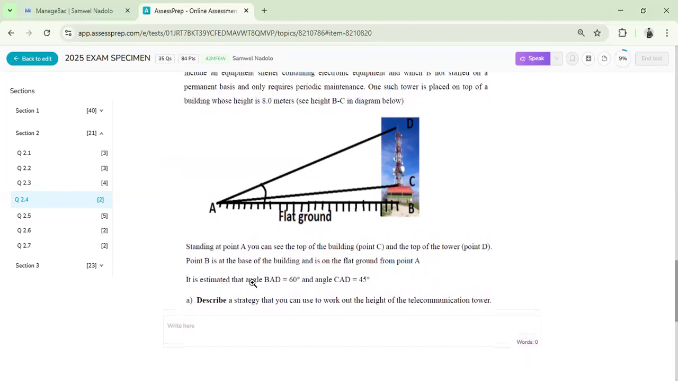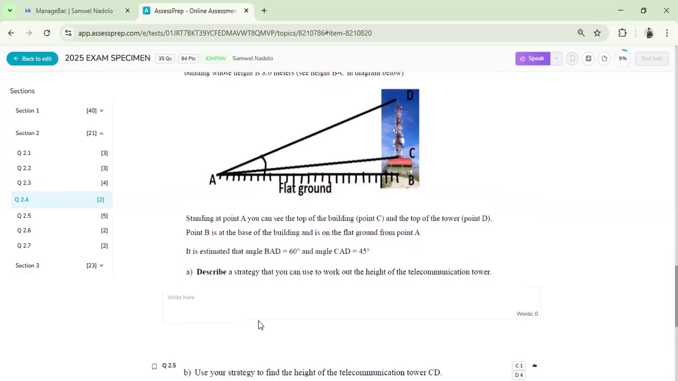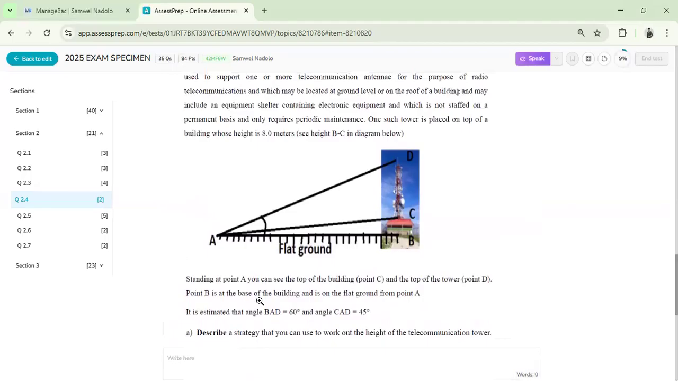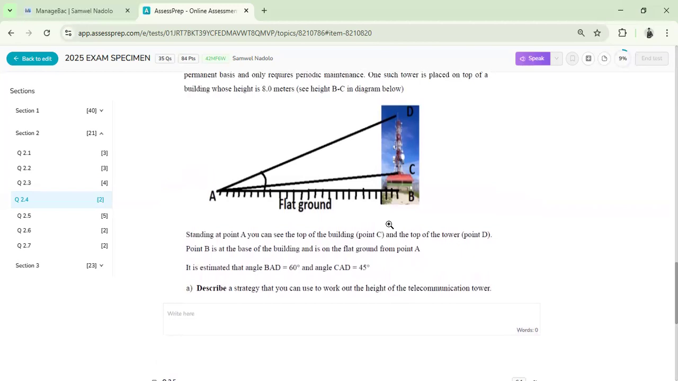It is estimated that the angle BAD, the whole of this angle, is 60 degrees, and angle CAD is 45 degrees. Describe a strategy that you can use to work out the height of the telecommunication tower. So this question tests the concept of trigonometric ratios and how you can use it.